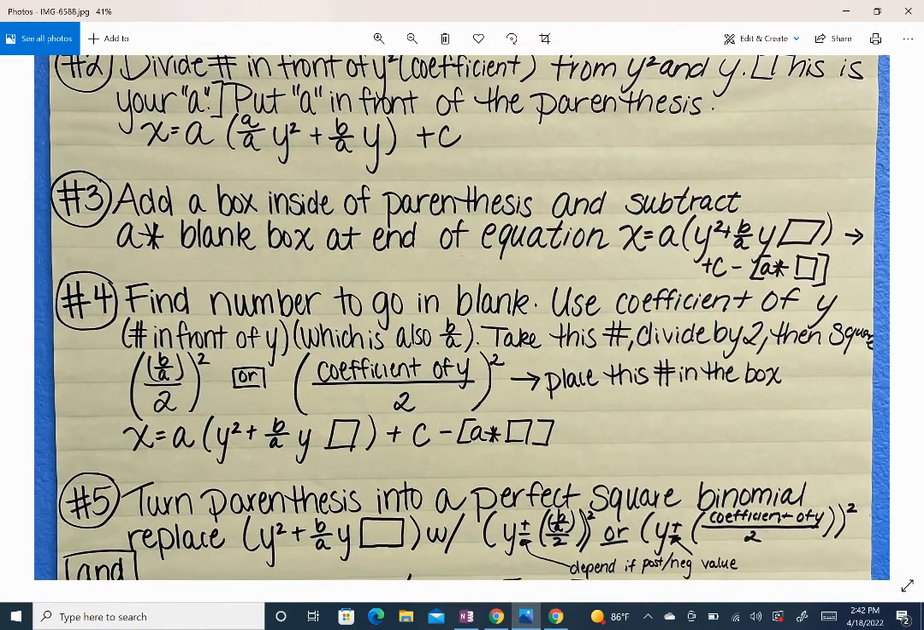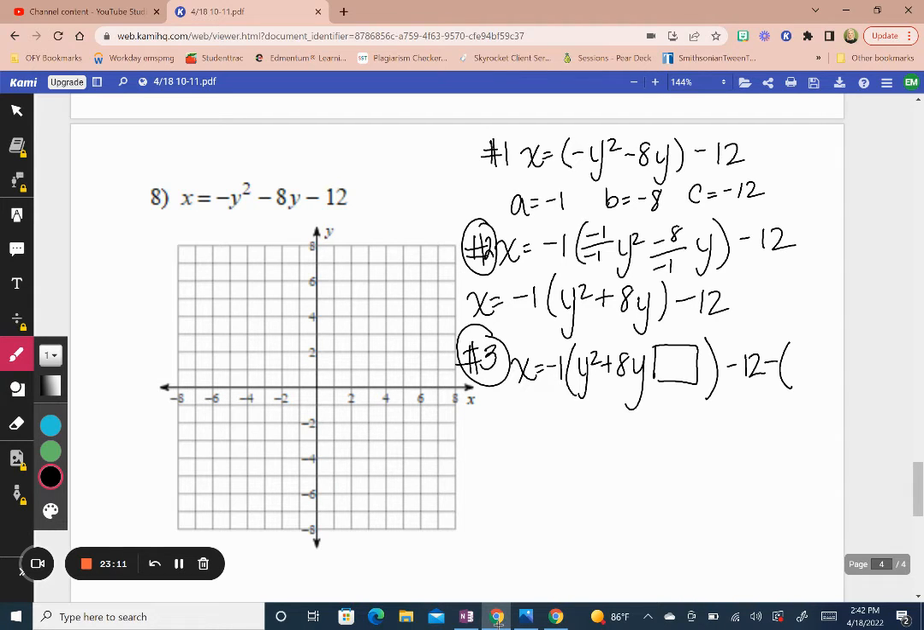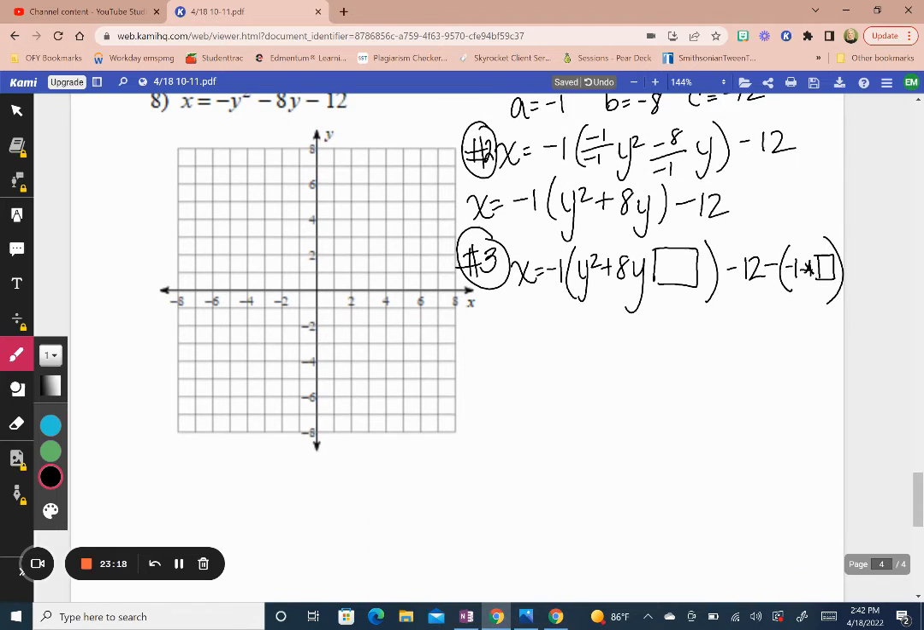Step number 3 is we're going to add a box inside the parentheses and subtract a times the blank box at the end of the equation. So step number 3, x equals negative 1 parentheses y squared plus 8y, add our box, minus 12. We're going to subtract a, negative 1, times the box. Okay, so that's step number 3.